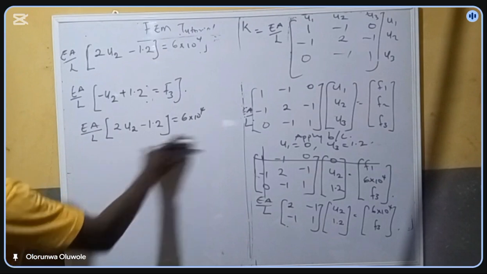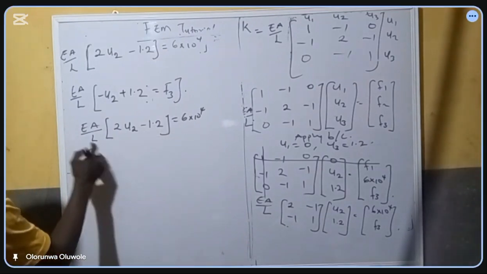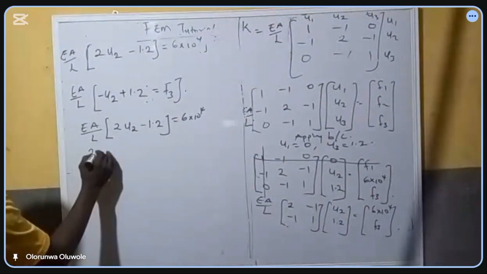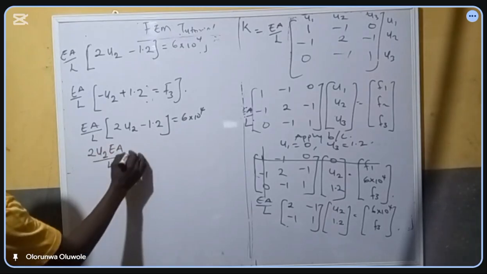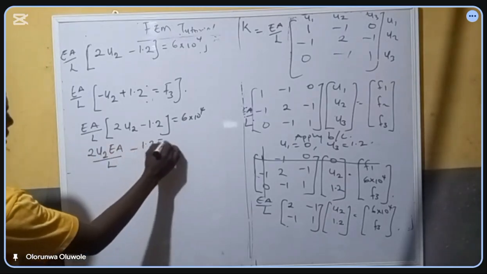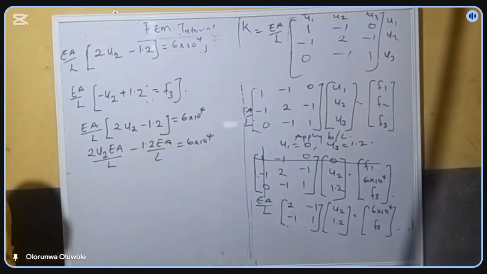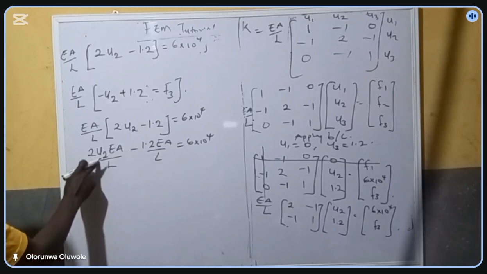Can we open this bracket? Are we still together? Let's open this bracket, please. Are we still together? Yes, sir. I want to get my U2. So I want to make U2 the subject of the formula here.